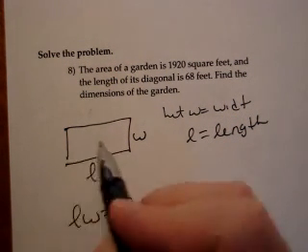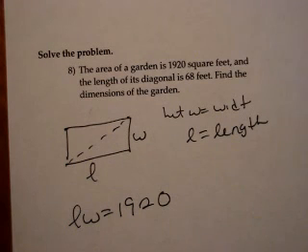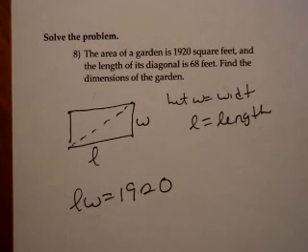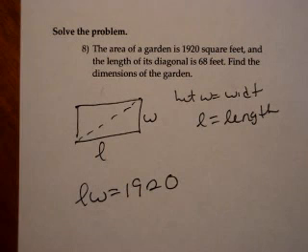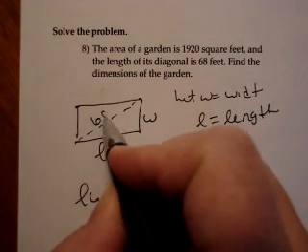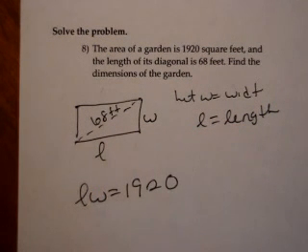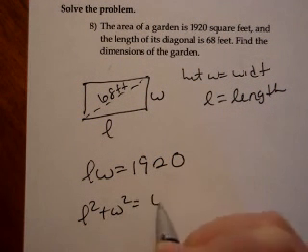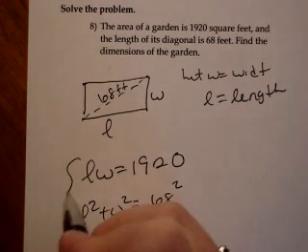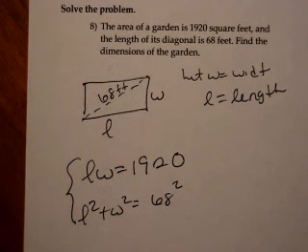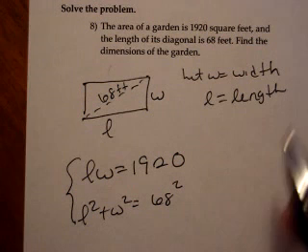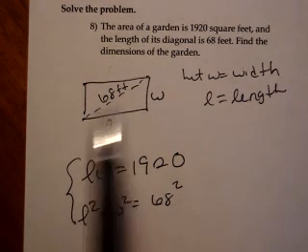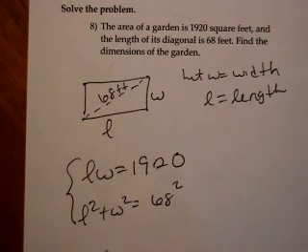They also tell me the length of its diagonal. Okay, well there's the diagonal, and since it's a rectangular garden, I know that I've just created a right triangle. And now the second equation I can write would be L squared plus W squared is equal to 68 squared. There are the two equations. So we've defined our variables. Helps if you spell correctly. We've drawn a picture, and we've written our system of two equations. If you get this far, half the battle is done.